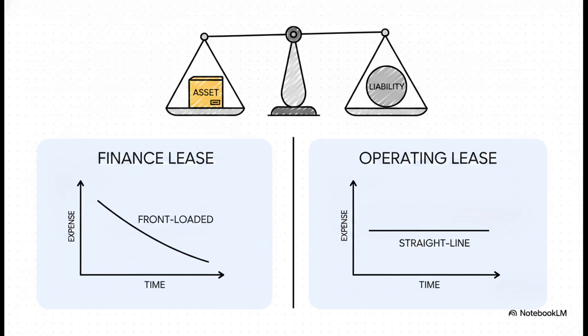And quick note on that calculation, you must use the rate implicit in the lease if it's known, otherwise you just use the lessee's incremental borrowing rate. Now, while the balance sheet treatment looks pretty similar either way, the expense recognition on the income statement differs wildly based on those 5 criteria.